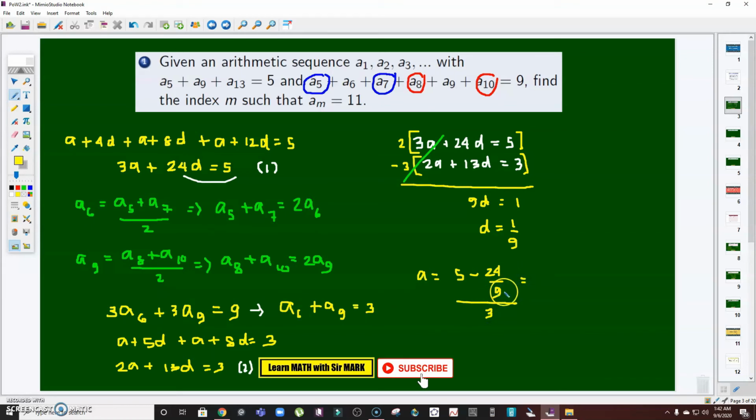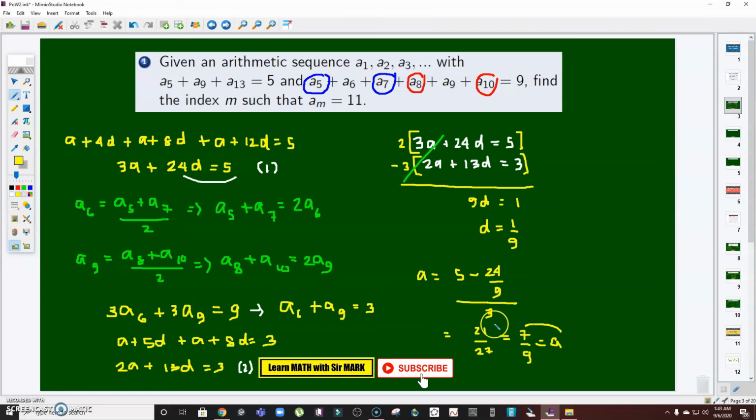So, how are we going to simplify this? 45 minus 24, that is 21 all over 27. Right? So, that will be 21 all over 27, or that's divisible by 3. So, that will be 7 over 9. So, once again, our a here is 7 over 9.